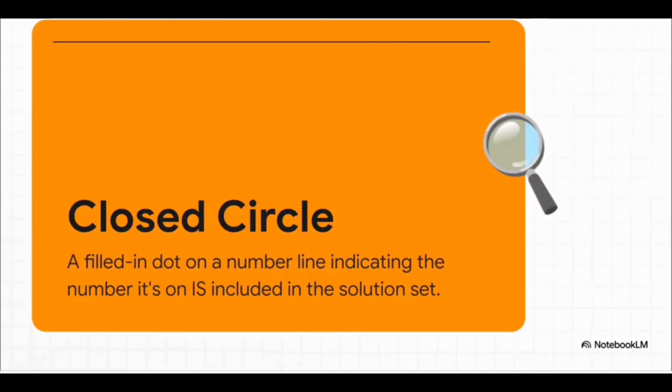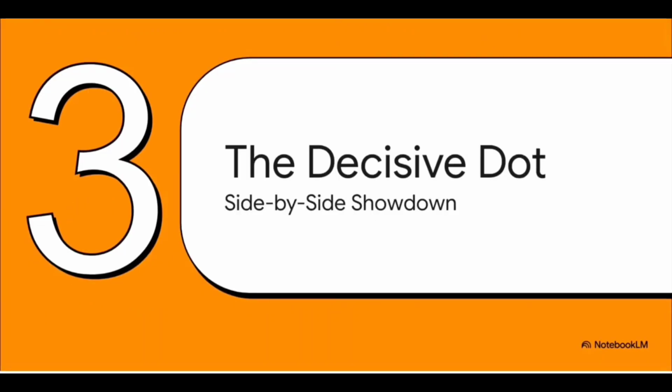So since or equal to is now in the game, we need a brand new symbol. And this is where the closed circle comes in. It's a solid filled-in dot, and it means the exact opposite of the open one. It's a loud and clear signal that says, yes, this number right here, it is included in the answer. Okay, so now we have our two signals, the open circle for not included and the closed circle for definitely included.